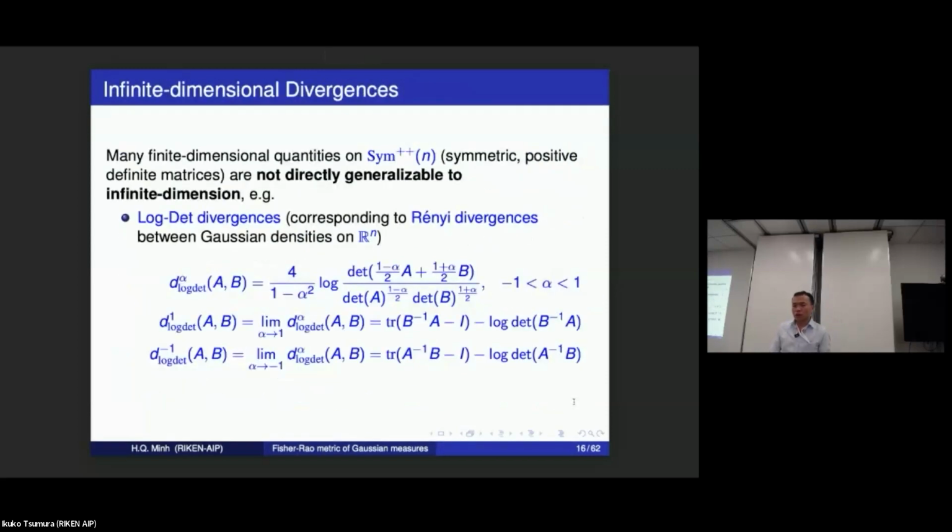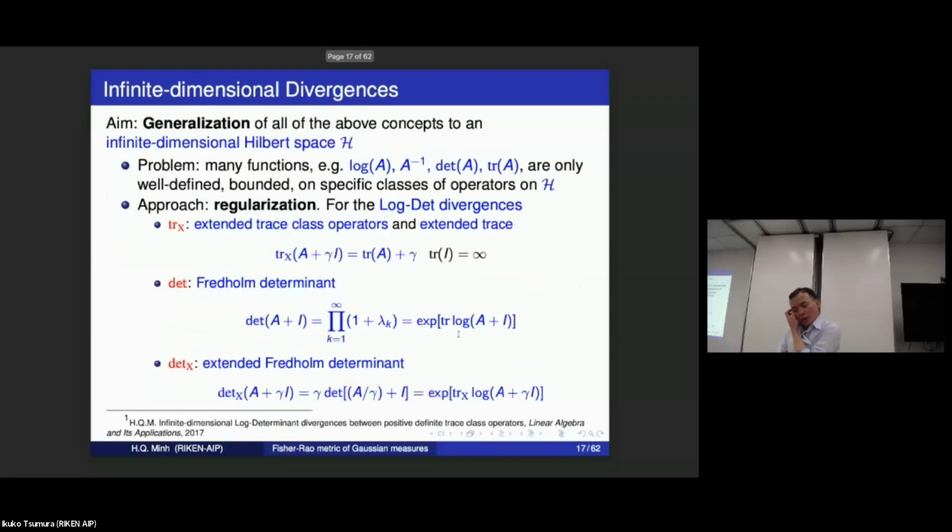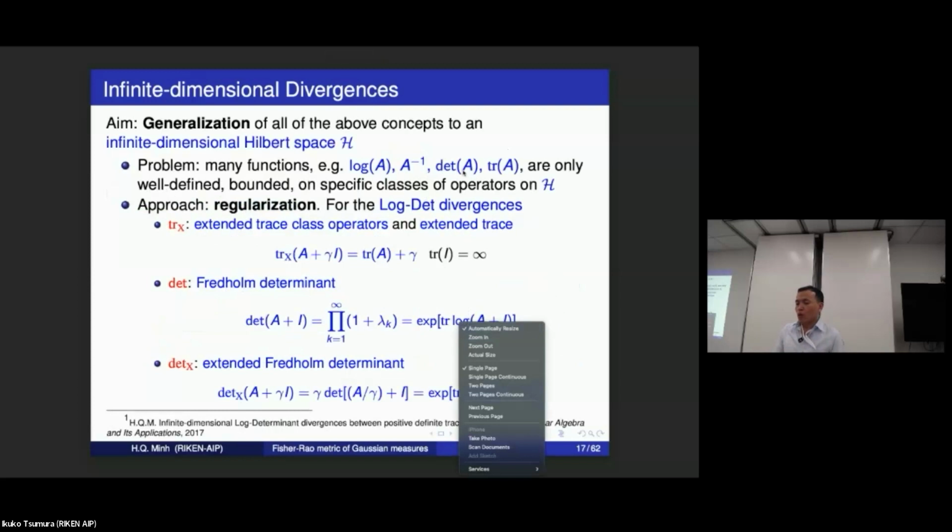Now I'm also talking about the connection with the infinite dimensional divergences. Apart from the Riemannian metric, we also have various divergences. This is a set of log-determinant divergences, a family of parametric divergences corresponding to the Rényi divergences between Gaussian densities on Rn. They are defined using the log function and the trace. Now these formulas do not generalize directly to the infinite dimensional setting, except in very special cases. The problem, as I said, is that log A is unbounded, also A inverse is unbounded, so the determinant is only well-defined and bounded for the trace only on specific classes of operators.